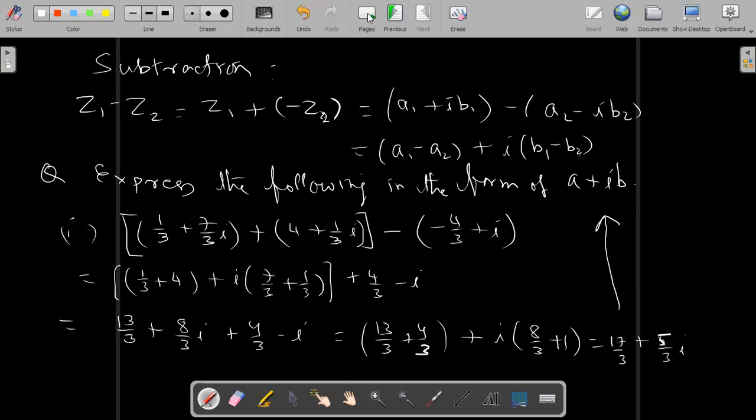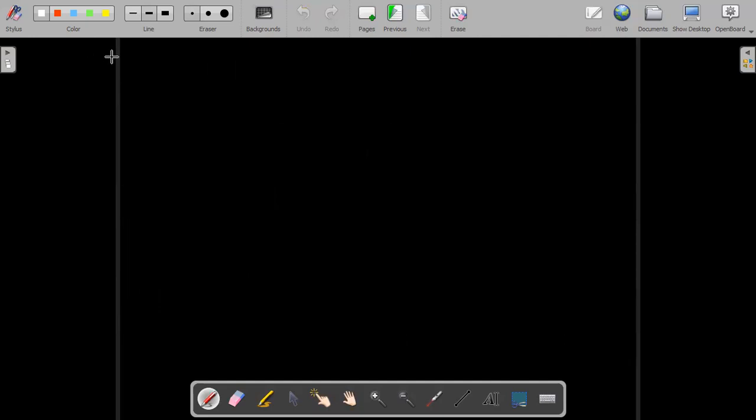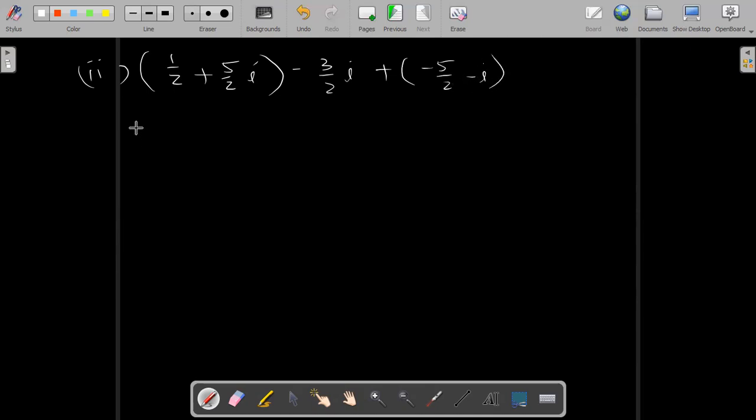And another question that you can try by yourself for practice. Second question is for you. That is 1 by 2 plus 5 by 2 iota, minus 3 by 2 iota, plus minus 5 by 2 minus iota. This is your homework. Sometimes we have to find the unknown values, which we have seen before also.